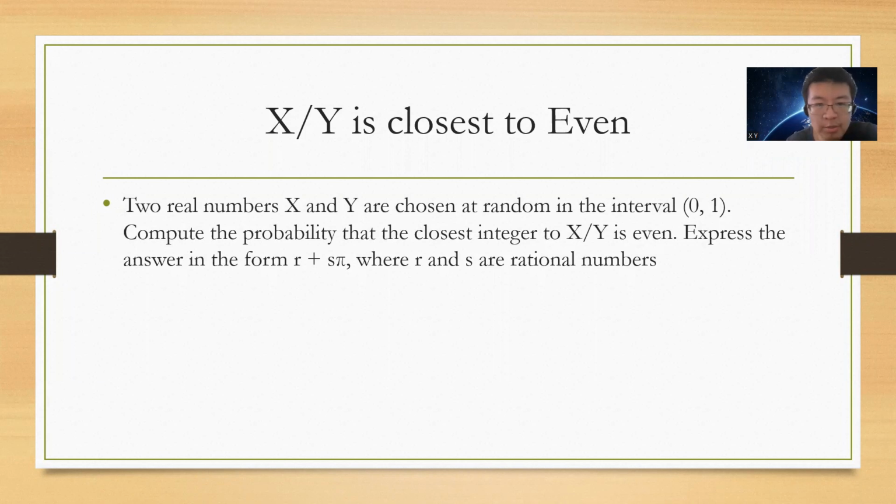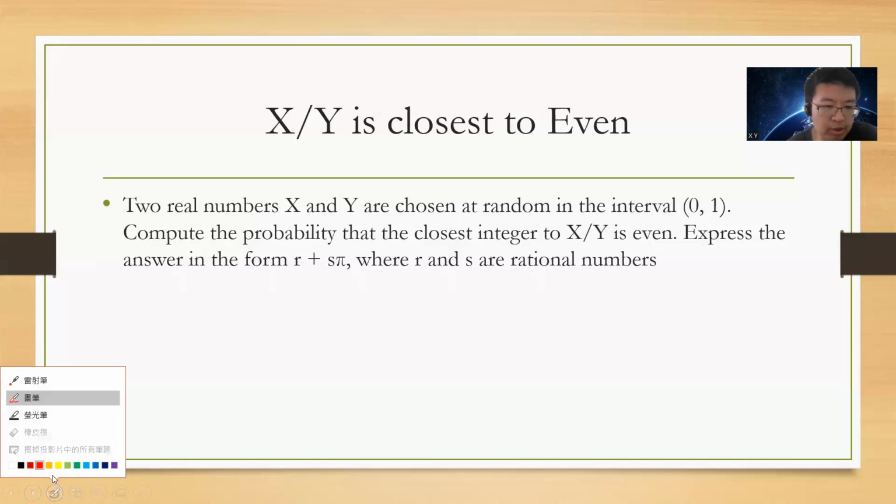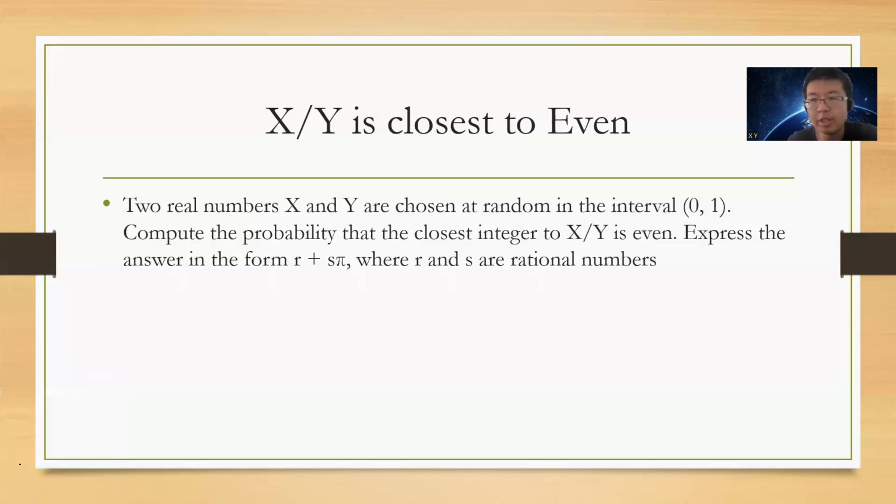Okay, so two real numbers x and y are chosen uniformly at random between 0 and 1, and compute the probability that the closest integer to x divided by y is even. Express the answer in the form r plus s pi. Maybe the answer is not so trivial. Basically, you just randomly choose x and y, and you want to see which integer is closest.